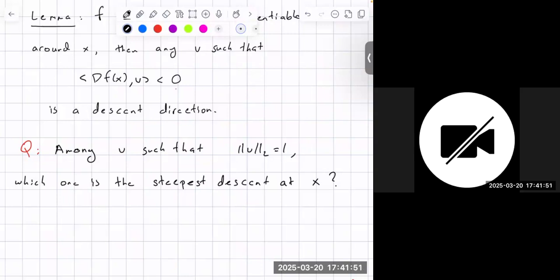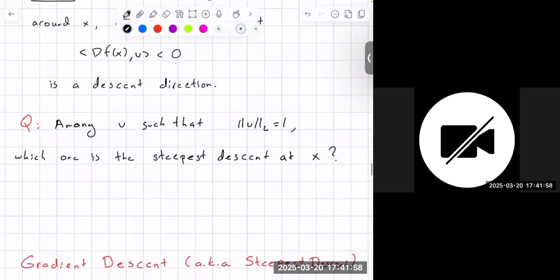So the best direction in terms of giving you the most bang for your buck is given by the gradient itself, almost. You take the gradient, put a negative in front. And if you're looking for a unit norm, normalize it with its norm. This is the steepest descent direction. Among the descent directions, this is the best one with this perspective.